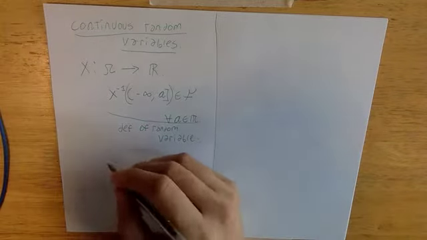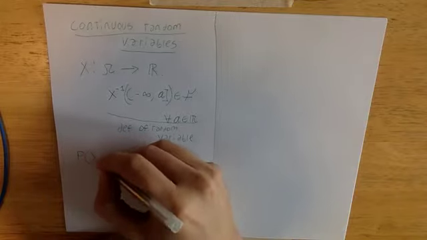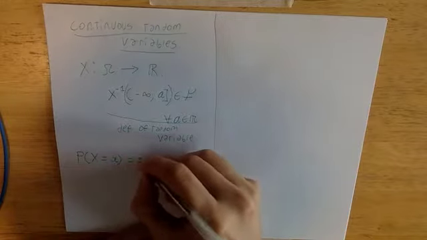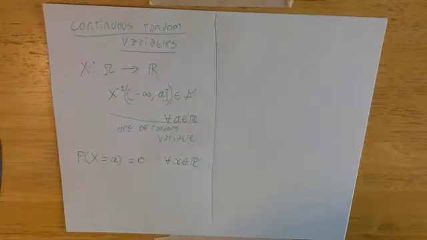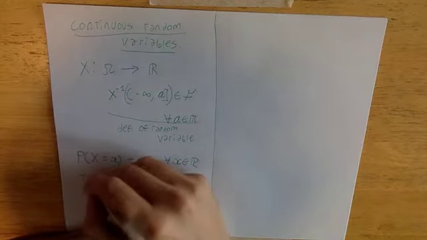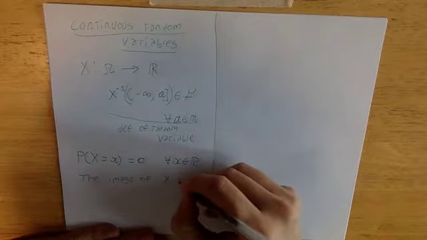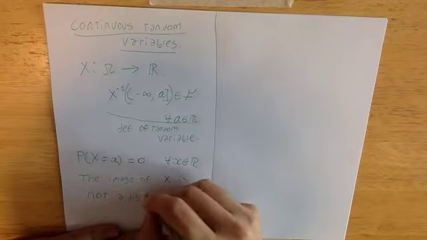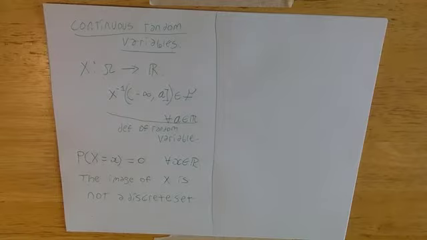So the main difference between continuous random variables and discrete random variables is the following. The probability that X is equal to x is equal to 0 for every x in R. Okay, so the image of X is not a discrete set.